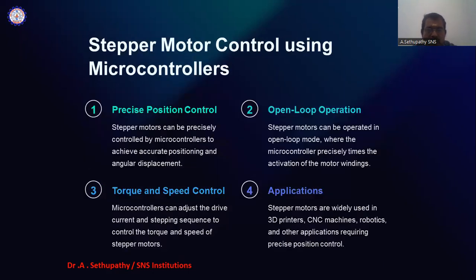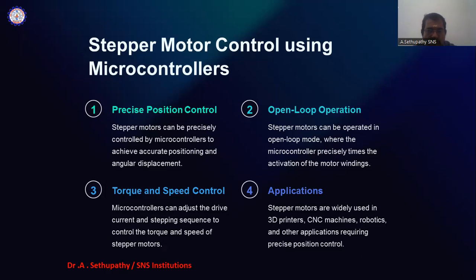Then stepper motor control using microcontrollers. This covers precise position control, open loop operation, and torque and speed control applications. These are all stepper motor control. Stepper motors can be precisely controlled by a microcontroller to achieve accurate positioning and angular displacement. Then open loop operation: a stepper motor can be operated in open loop mode where the microcontroller precisely times the activation of the motor windings.